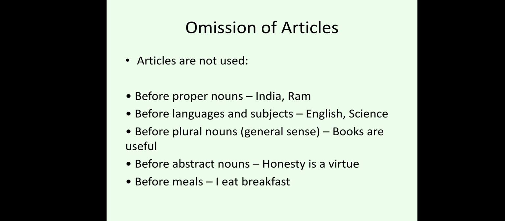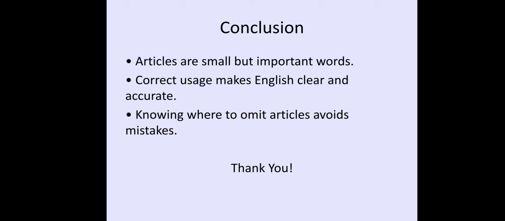Go further. Before abstract nouns, like honesty, sympathy, empathy, we don't use any article before these words. At the last, when we talk about meals like breakfast, brunch, lunch, dinner and supper, all the meals do not have any article before them. This must be in your mind.